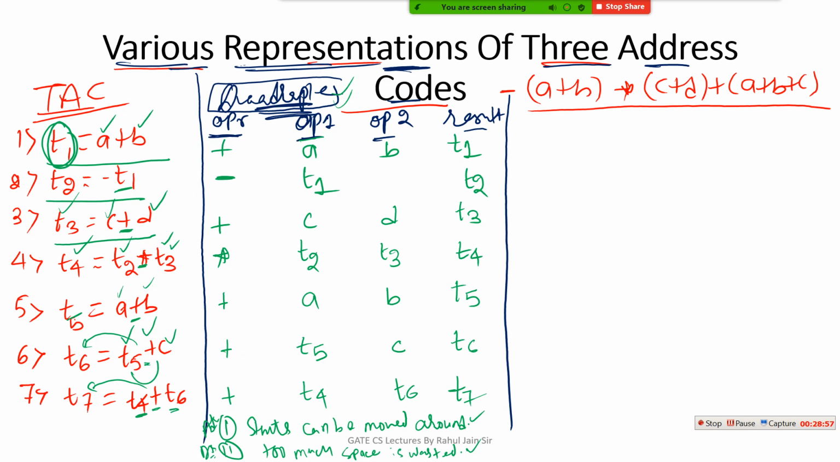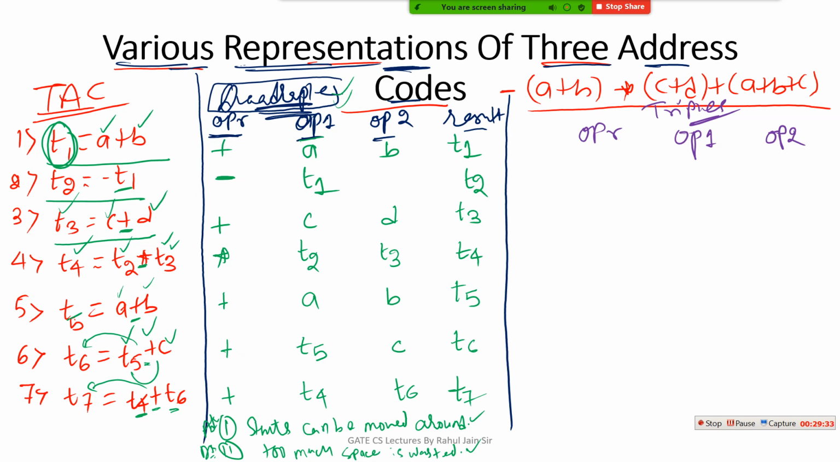Okay guys, now the next form of representation is triples. Triples are the next representation of the 3 address code. And in triples we only have 3 entries in our table. What entries do we have? We have the operation entry, the operand 1 entry and the operand 2 entry.